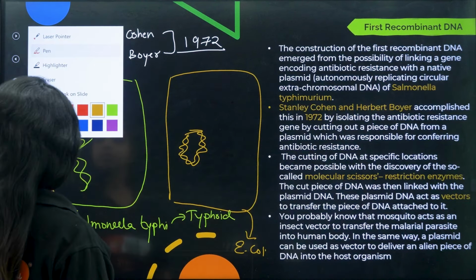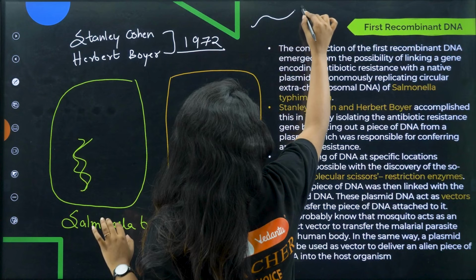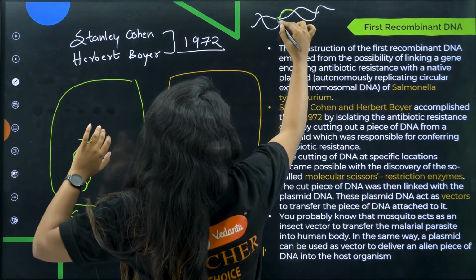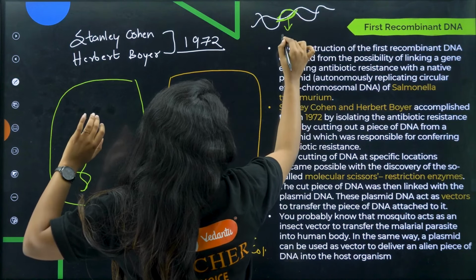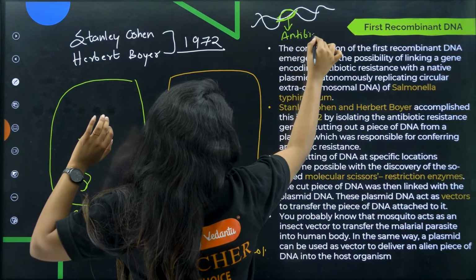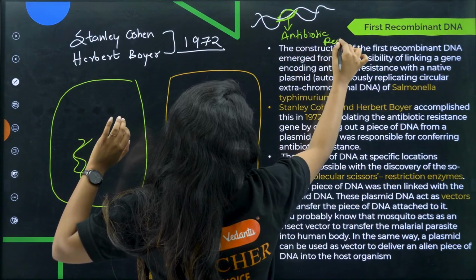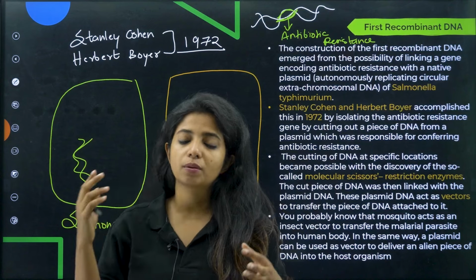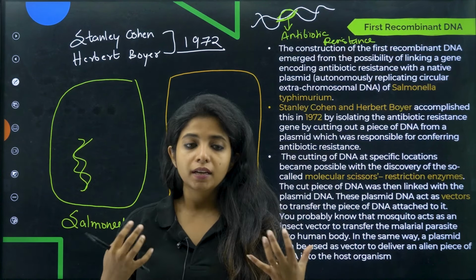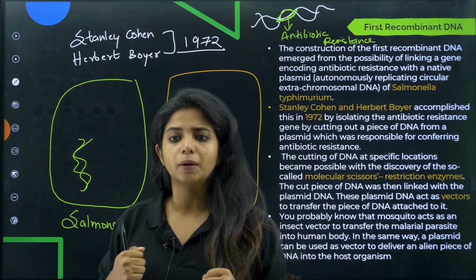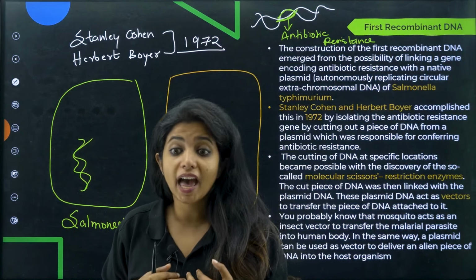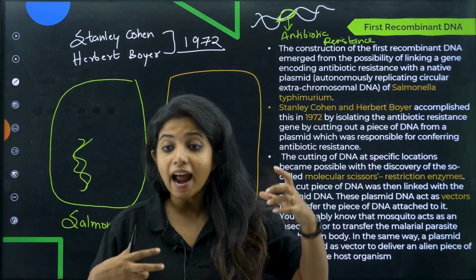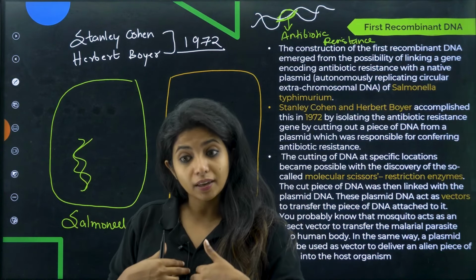So there was a gene, okay, just understand this. There was a segment of DNA which is known as a gene over here, and this particular gene was coding for antibiotic resistance. What do you mean by antibiotic resistance? That is, for example, I am a bacteria and over me I have put some antibiotics, but still I am able to survive. I am able to resist that particular antibiotic. How? Because I have the gene which would let me survive in this. So basically there is an antibiotic resistance gene in me which is helping me to survive.